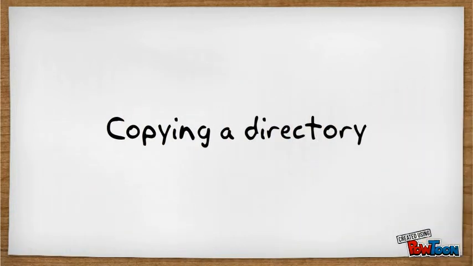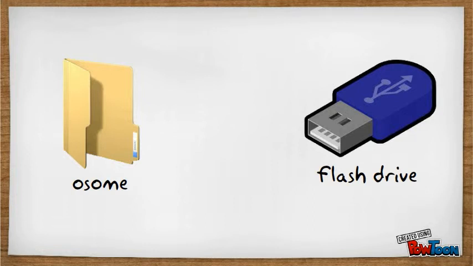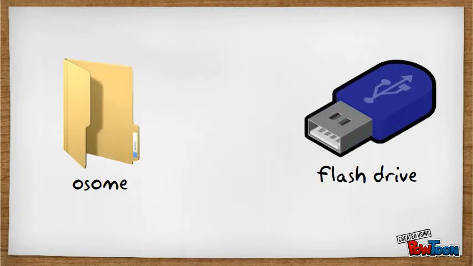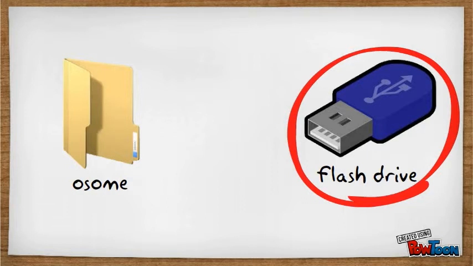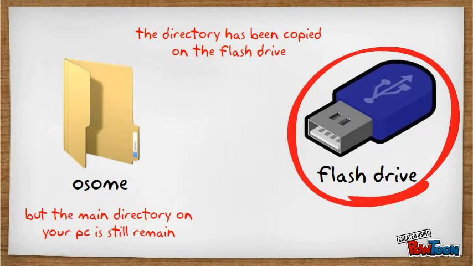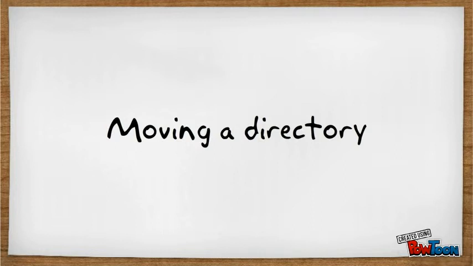Copying a directory. When you want to copy a certain file and transfer it to the USB, but the main directory on the PC still remains. A directory may be copied from one location to another. Moving a directory. A directory may be moved from one location to another.